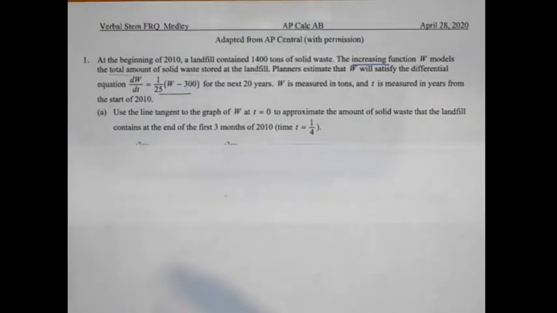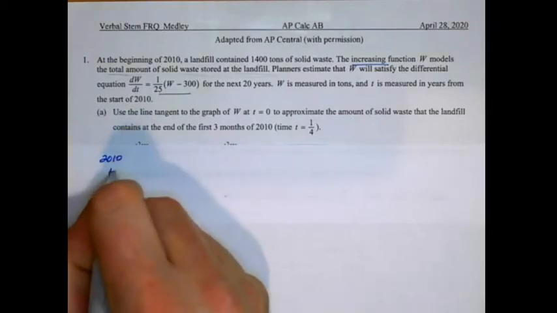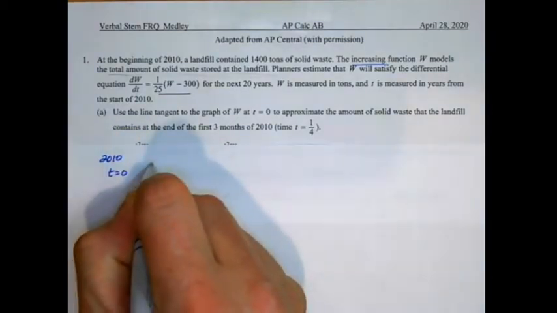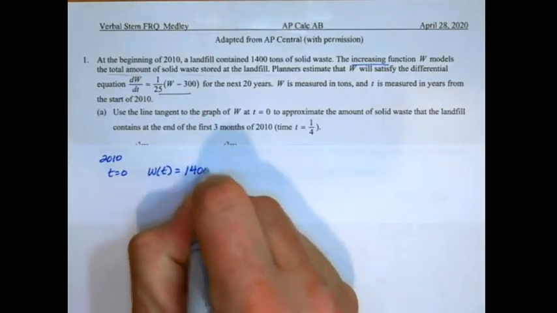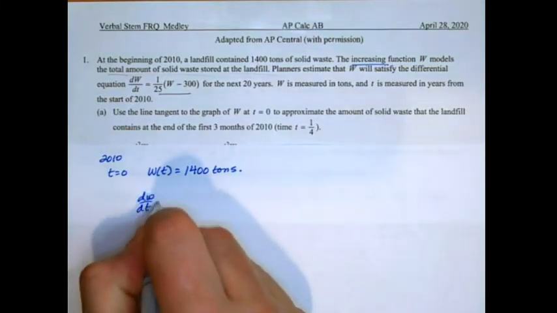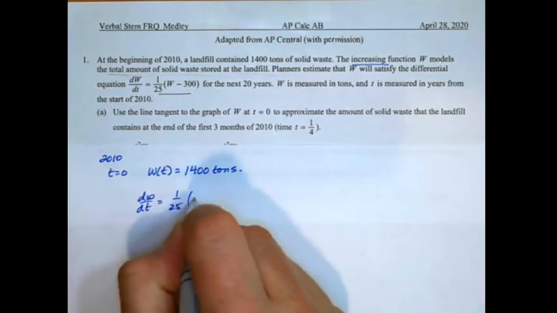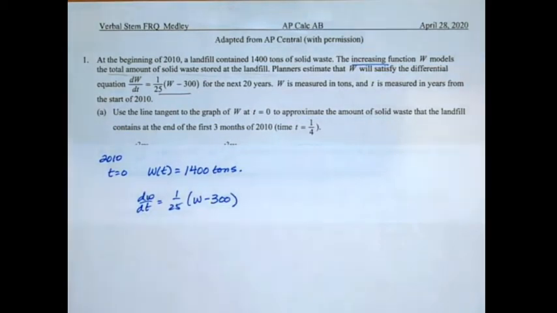So a couple pieces of information. 2010 is our t equals 0, and our W of t, our start, is 1,400 tons. We have dW/dt, and that is 1/25 of W minus 300. If you've been paying attention to any of the problems, this probably has come up at least once, maybe twice. These are just recaps of problems and reworded statements.